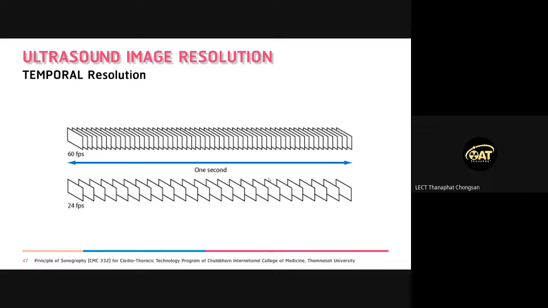This slide represents temporal resolution. If we use a high frame rate, FPS or frames per second, we will get high temporal resolution. Put simply, if we use a high frame rate, we get beautiful moving images. The frame rate is related to moving images, movies or cine images. If we use a higher frame rate per second, everyone can get better temporal resolution.